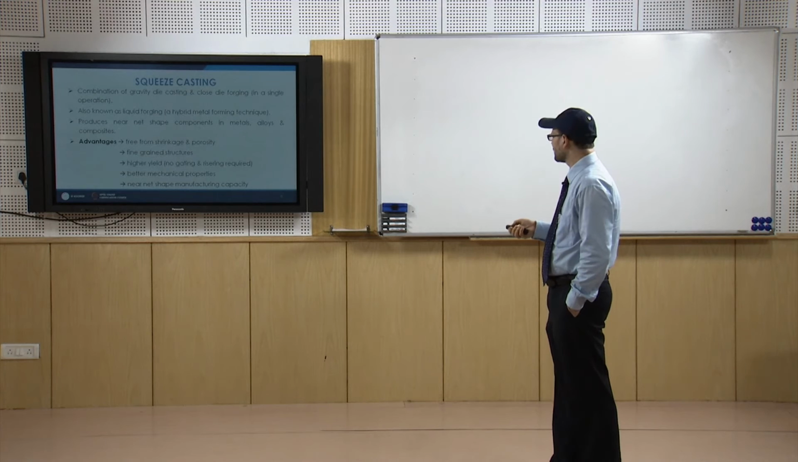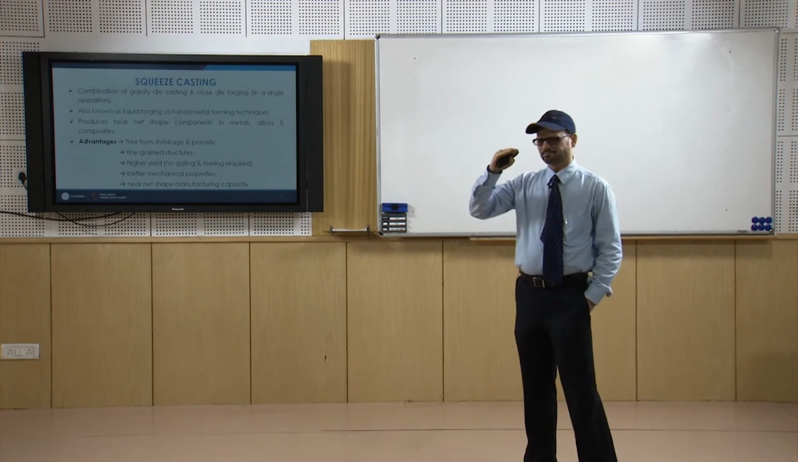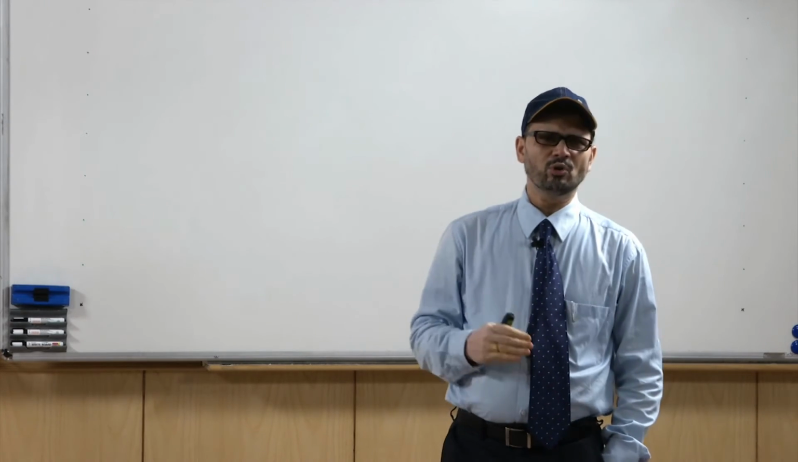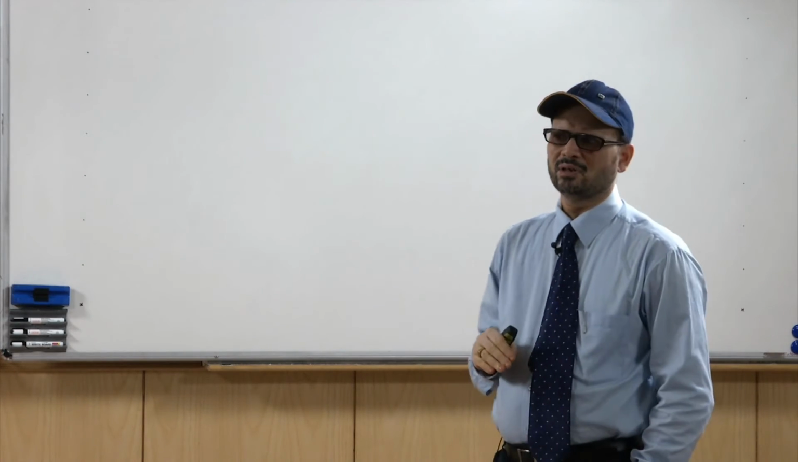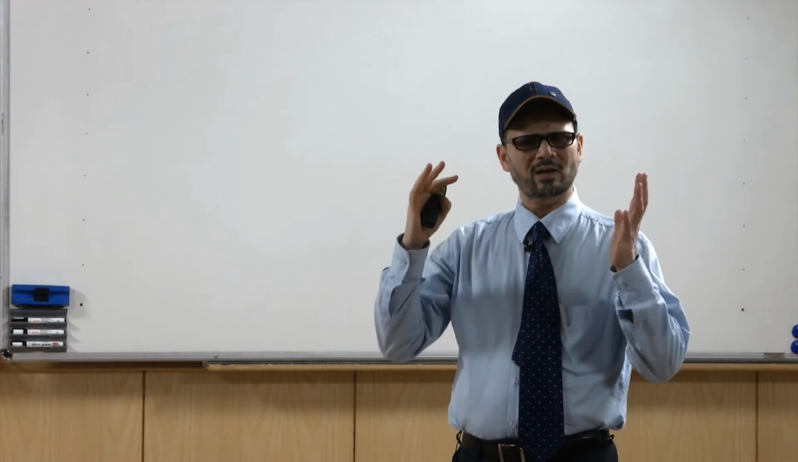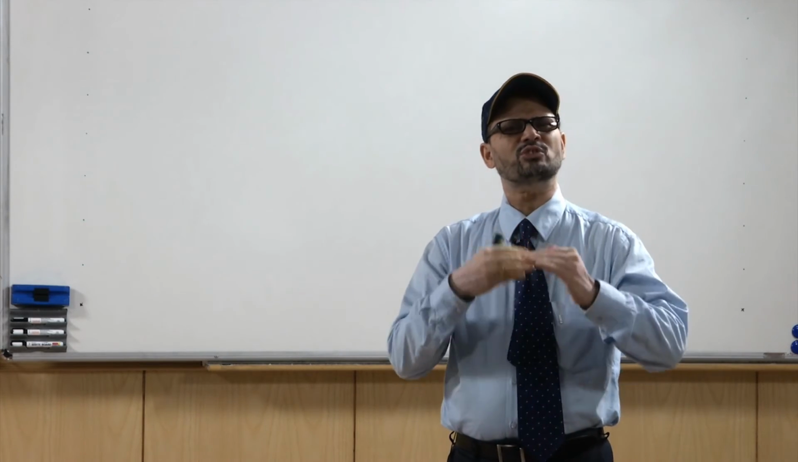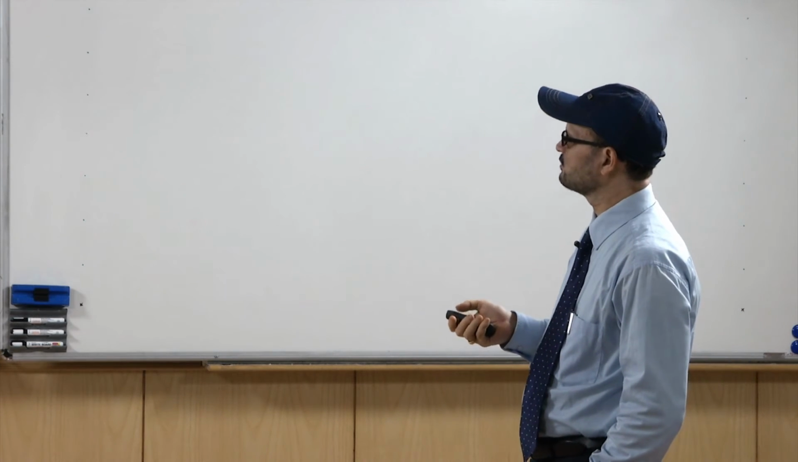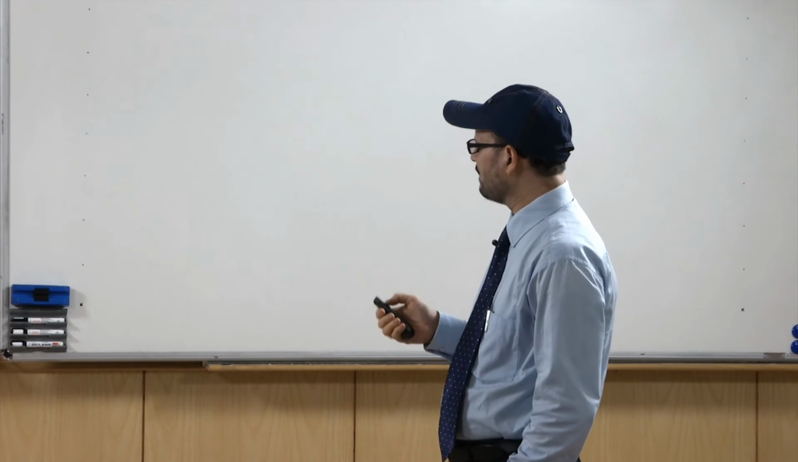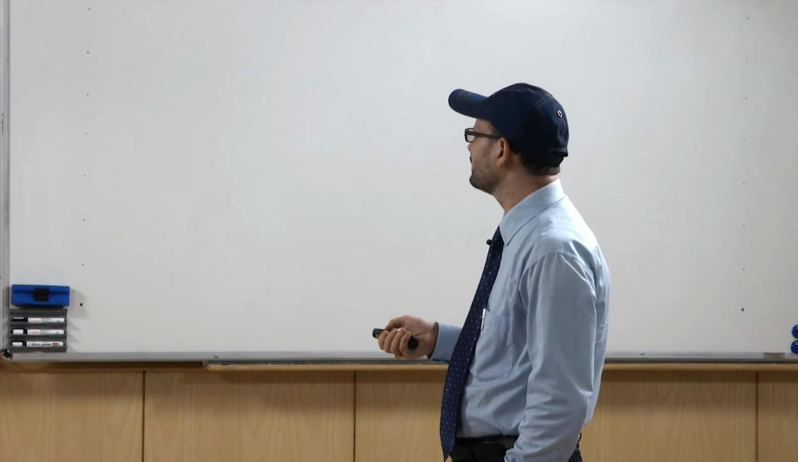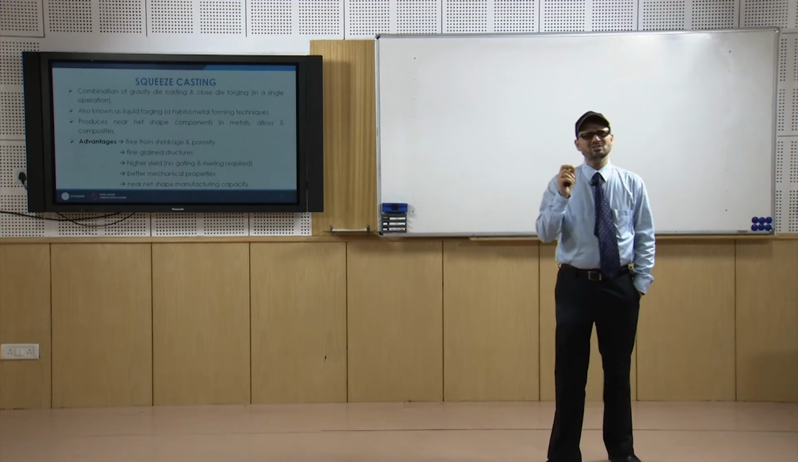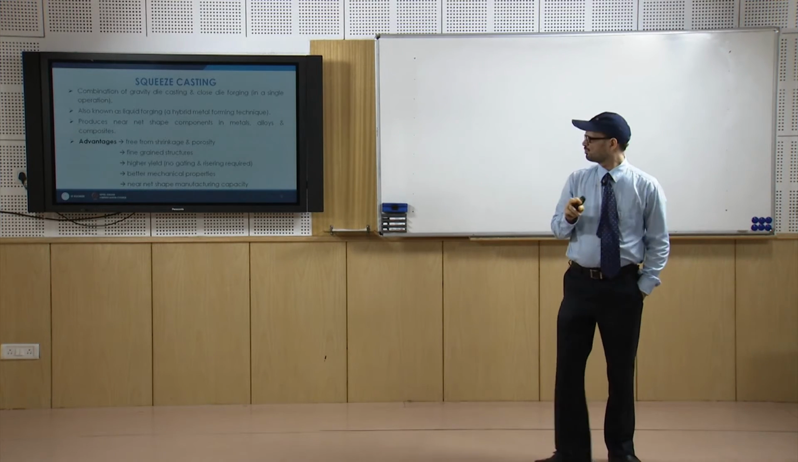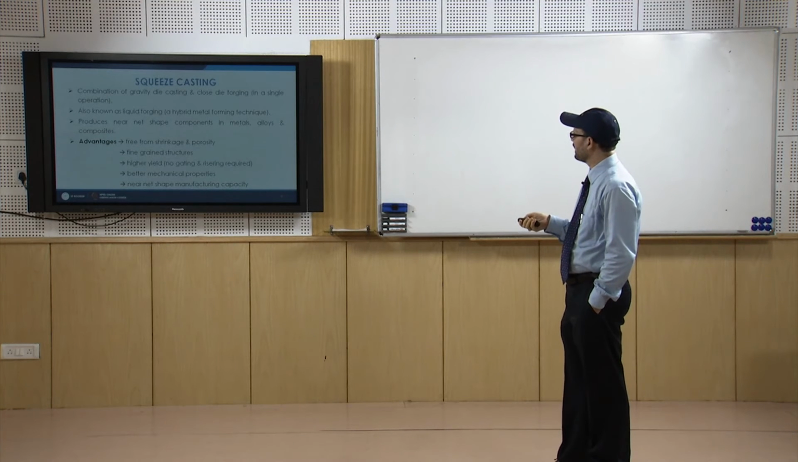You have fine grained structure because the top die, that is the punch, which moves from top to bottom, is at lower temperature. So, the undercooling experienced is quite high and that is why you get quite a fine grained structure. You do not have any requirement of gating or risering. So, because of the absence of gating or risering requirements, the yield is quite high.